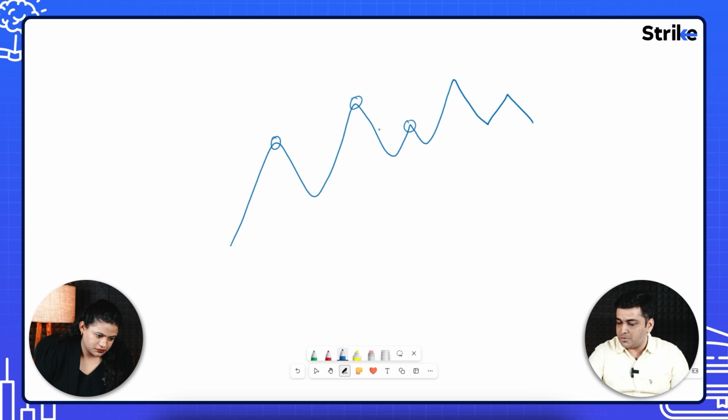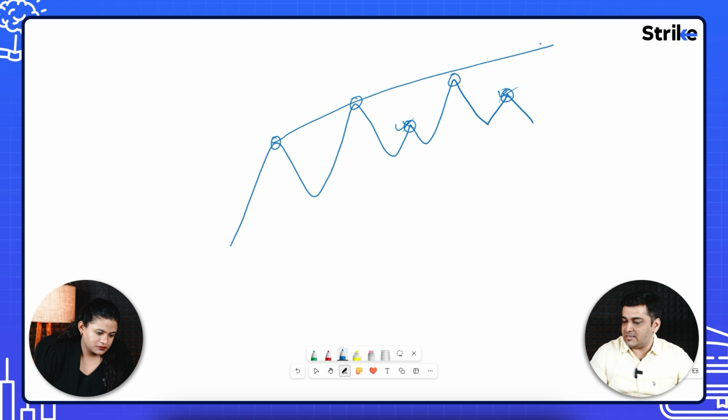This is also a top, this is also a top, and this is also a top. But out of these five, are these significant ones? No, they are not significant ones. They are minor tops. What are the significant ones? Yes, these three are significant tops. So we can draw a trend line like this over here.